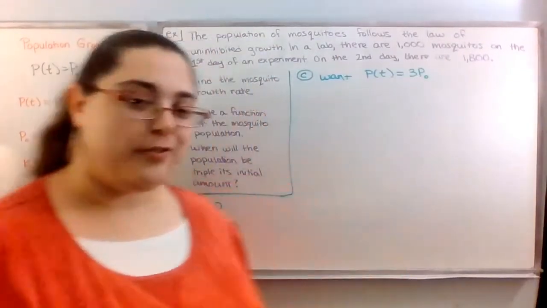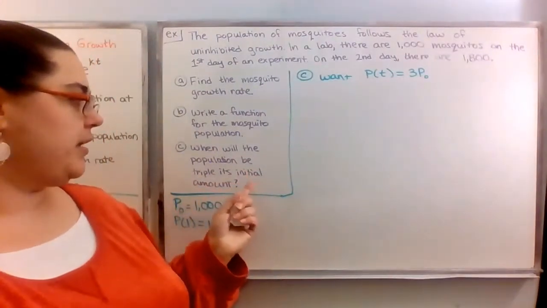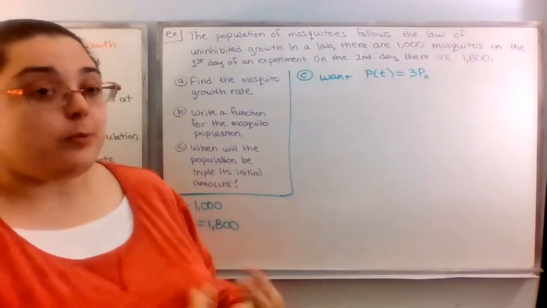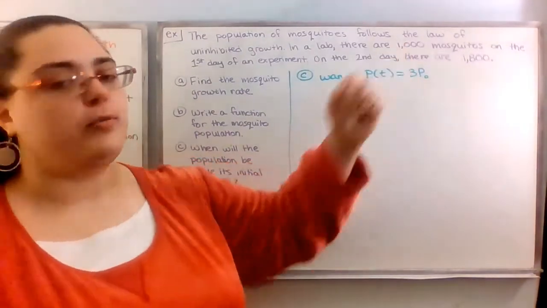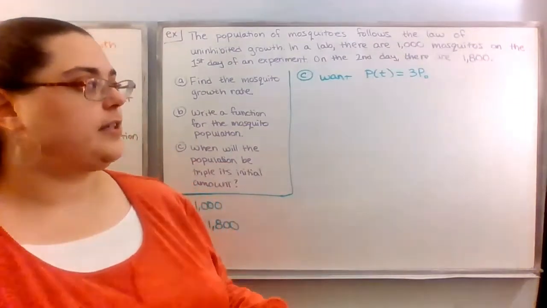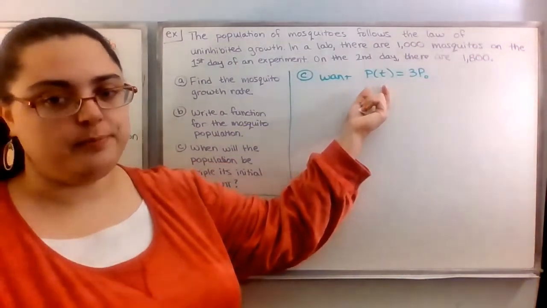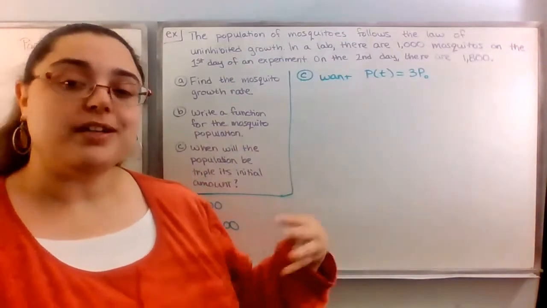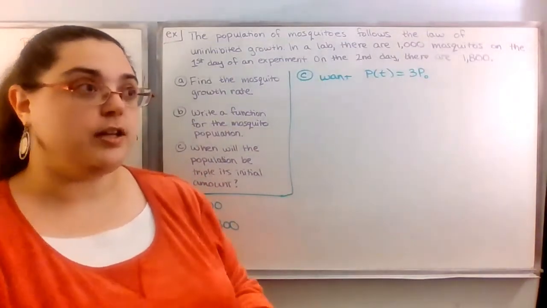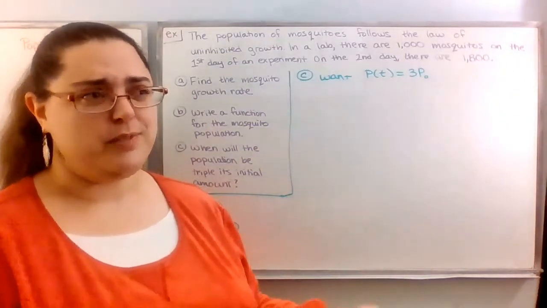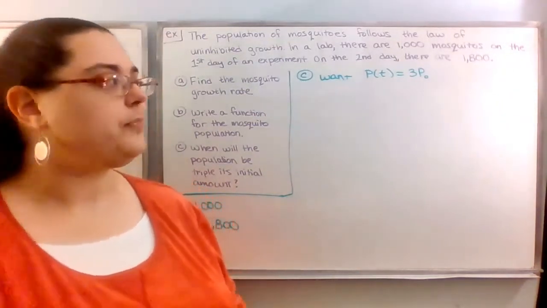All right, so for part C, we want to know when the population will triple its initial amount. Now we happen to know in this case that the initial amount was 1,000, so triple that will be 3,000. So you could easily use 3,000 for P of T. However, in this case, I'm going to do it a little bit differently, because sometimes you're going to have an equation and you don't know the initial amount, and it turns out you don't actually have to know the initial amount as long as it's not 0.